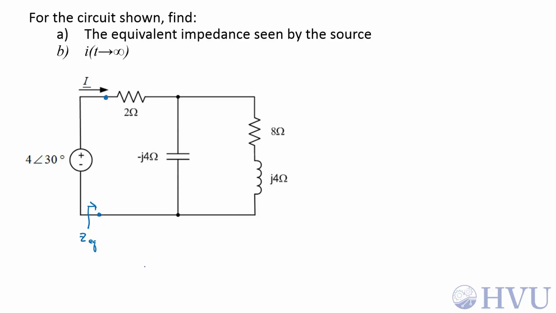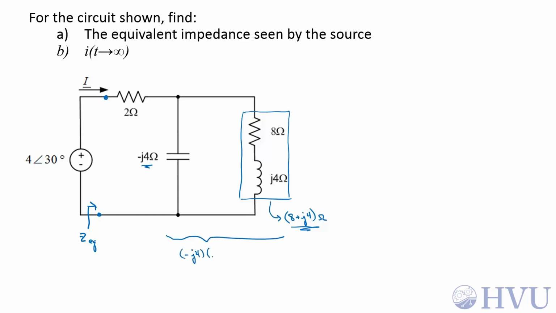As with finding equivalent resistances, equivalent impedances can be in series or parallel. So I have two impedances here in series. The equivalent impedance will just be the sum of these two, so this becomes 8 plus j4 ohms. This impedance is in parallel with this negative j4 impedance, so the equivalent impedance of this side of this circuit is going to be the product of the two, so minus j4 times 8 plus j4 over the sum of the two, which is minus j4 plus 8 plus j4.